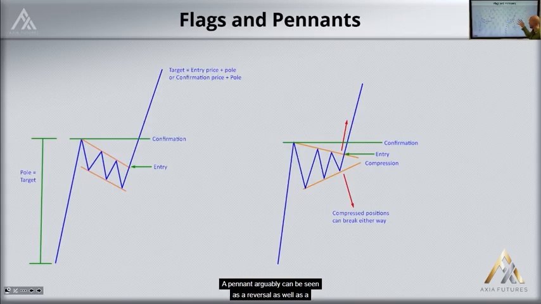A pennant arguably can be seen as a reversal as well as a continuation, and it depends really on the preceding action, because we're going to look at wedges and triangles later, which have similarities to pennants, but don't necessarily have the same preceding action. So we'll start off with a flag.